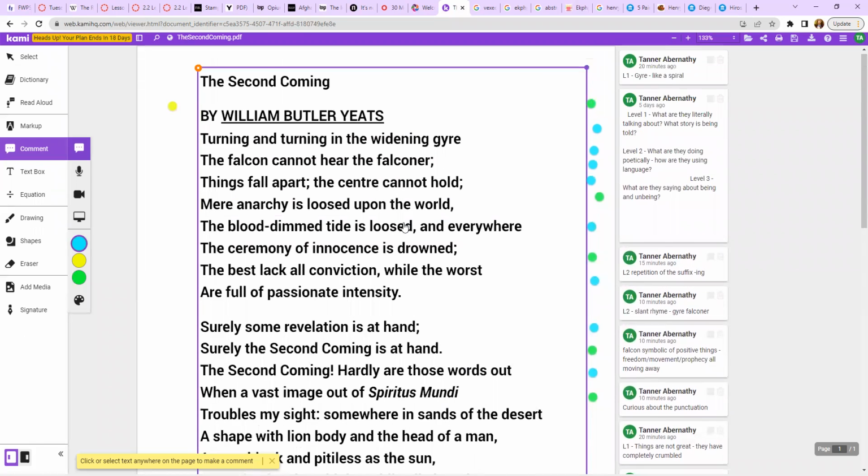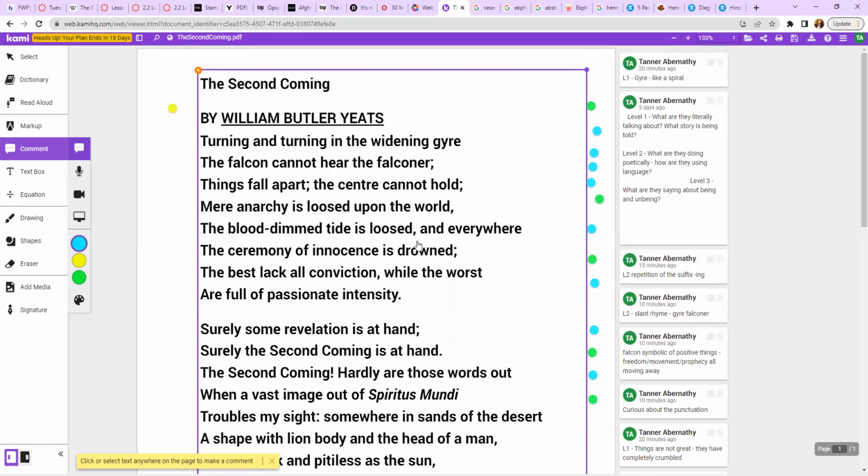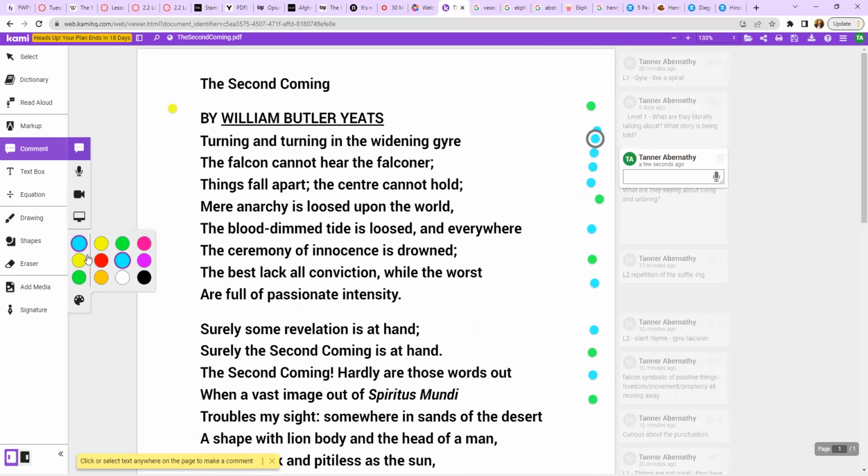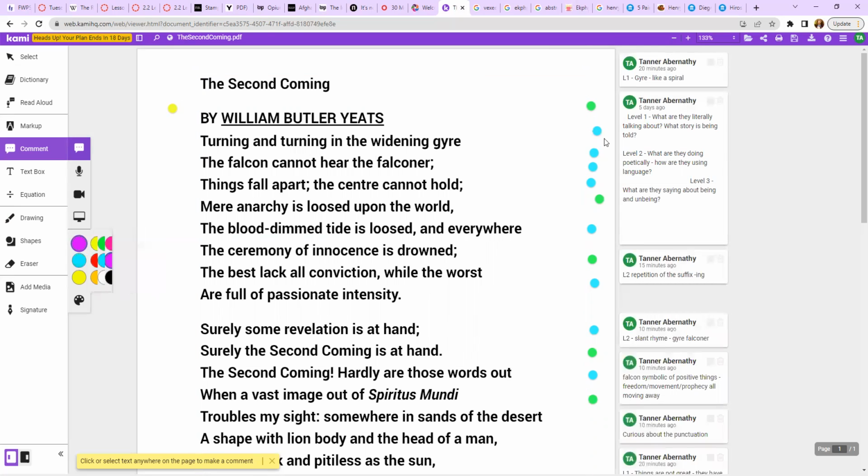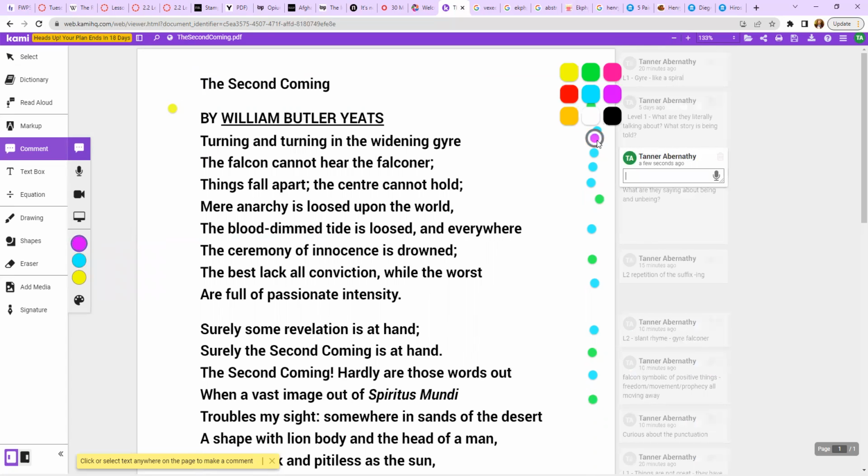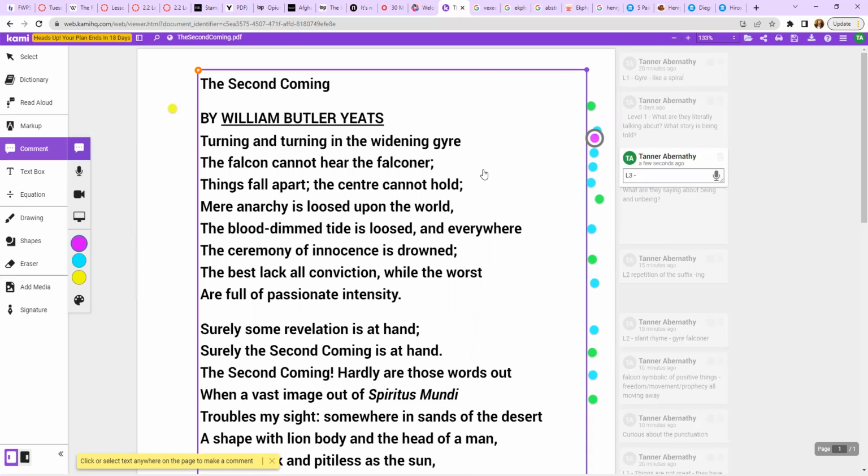So finally, let's get to the being and unbeing here. The first thing here, the falcon, let's choose a different color for being and unbeing. Let's go purple for being and unbeing. So this is that level 3. So being and unbeing, we'll just pick apart when we see it.